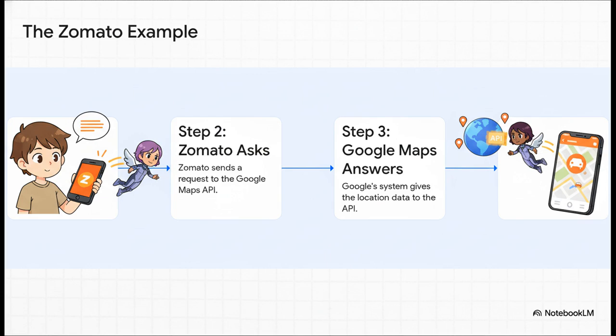Step 1, you're hungry. You open Zomato and you want to know where your food is, right? Step 2, Zomato actually has no idea where the delivery person is. So it sends out its messenger, that's the API, to go ask Google Maps. Step 3, Google Maps, which does know the location, gives that info to the API. And finally, step 4, the API zips right back to Zomato and says, here's the location. And boom, it shows up on your screen. It's just a super fast, organized chat between two apps.